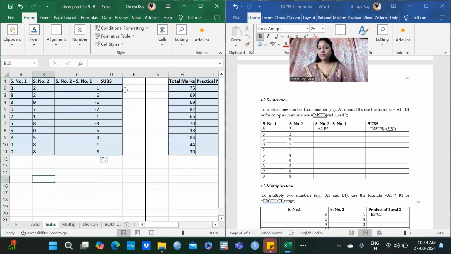Now let's say I am doing over here and let's say that we want to do the small number minus the big number. So we should get a minus sign in front. Is equal to, let's say 2 minus 3. That is B2 minus A2. So we got a minus 1.